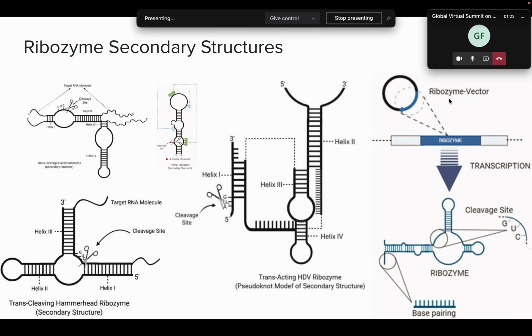And then here's the idea of a ribozyme vector. So you have a ribozyme vector inside a plasmid, and then you have transcription, and then you make the ribozyme. So from transcription you have a ribozyme with a cleavage site and a base pairing element as well.